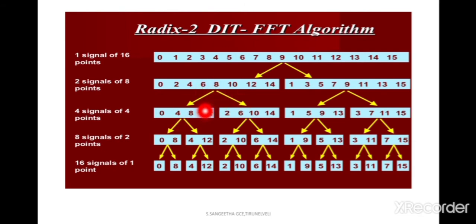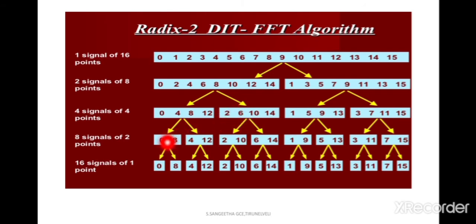Next we have 4 signals of 4 points. This will be subdivided into 4 signals: the first will be 0, 4, 8, 12, the second will be 2, 6, 10, 14, the third will be 1, 5, 9, 13, and the fourth will be 3, 7, 11, 15. So here we have 4 signals of 4 points.